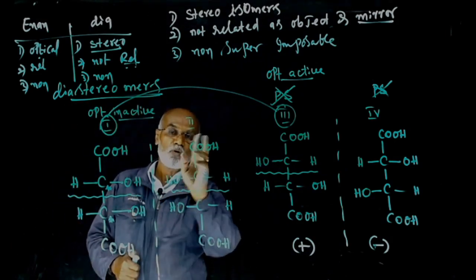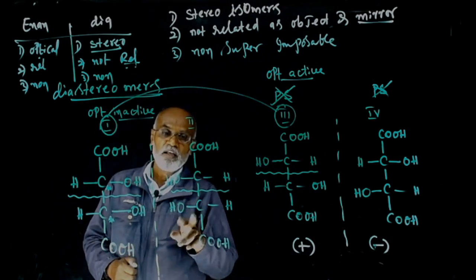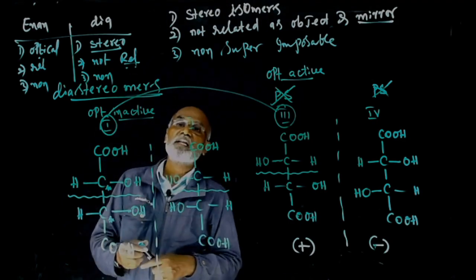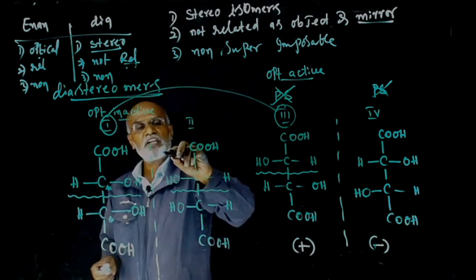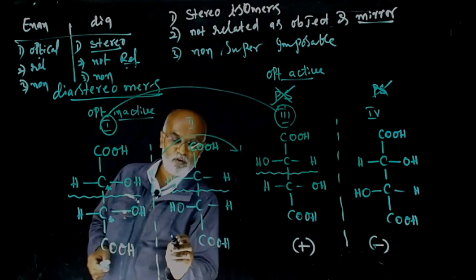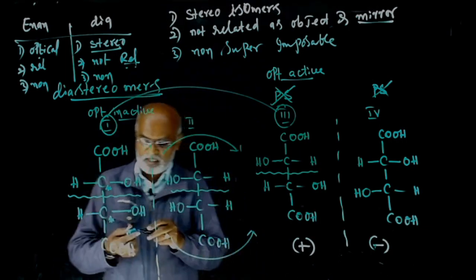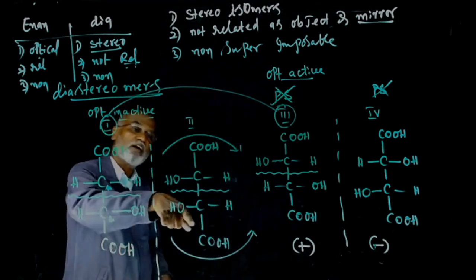Even with two chiral carbon atoms, these two, 1 and 2, become optically inactive because rotation caused by half of the molecule is compensated by rotation of the other half of the same molecule.